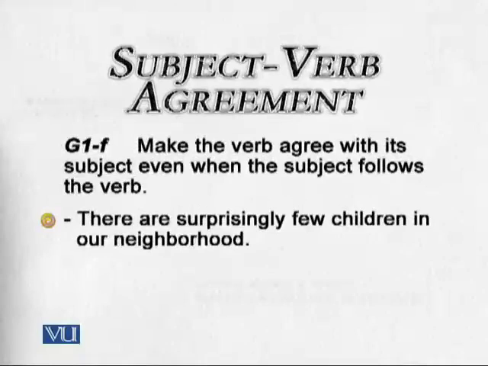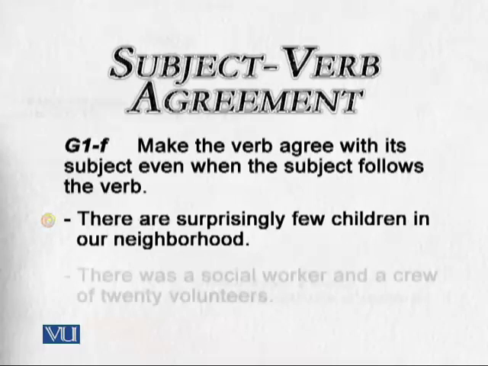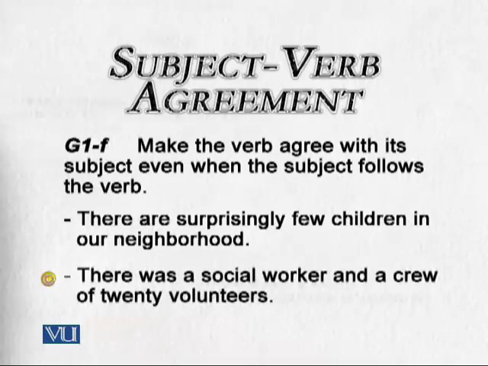Now, this is what the rule actually says. Even if your verb is first, then comes the subject. Even in that case, what you're going to do is the verb has to go according to its subject. Example, there are surprisingly few children in our neighborhood. Here the subject is few children. Surprisingly few children.